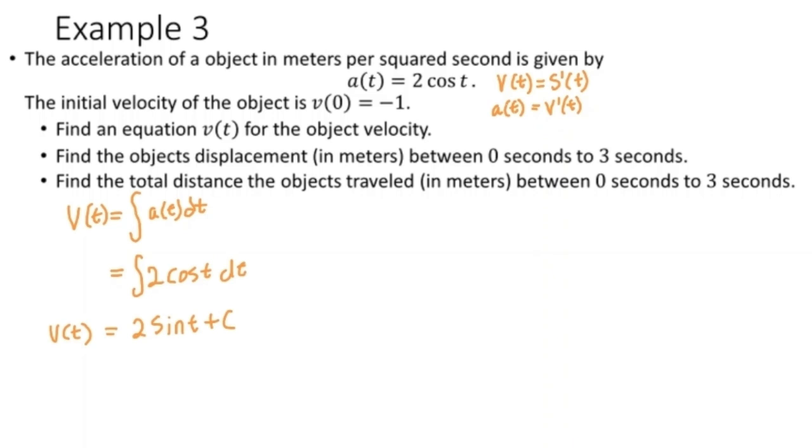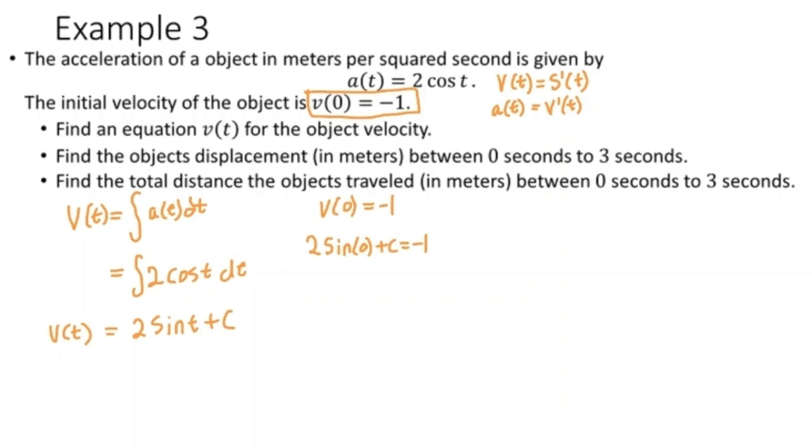But how do I determine the value of c to get the correct velocity function? We're given that the velocity of our particle at t equals 0 is negative 1, because we're told v of 0 equals negative 1. If we use this fact, we can take 0 and plug it into our general form of our antiderivative, and we get 2 sine of 0 plus c should equal -1.